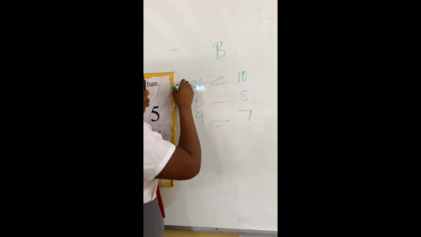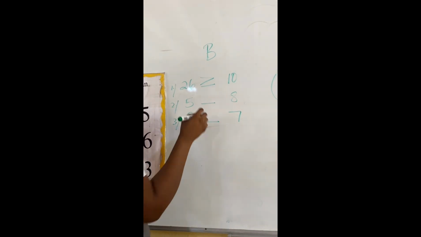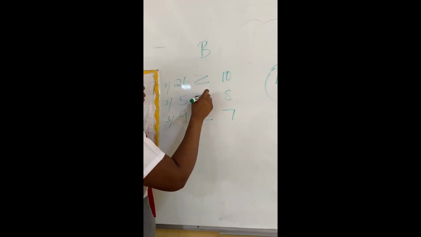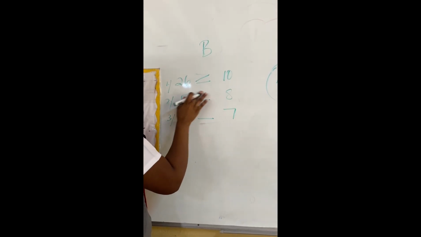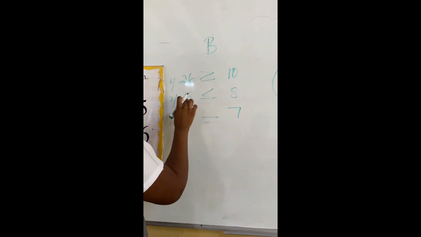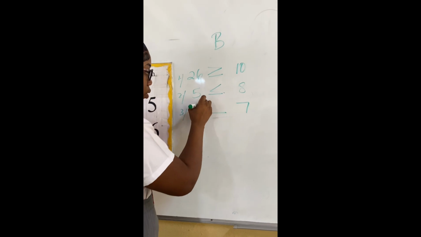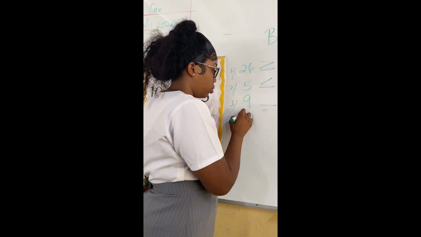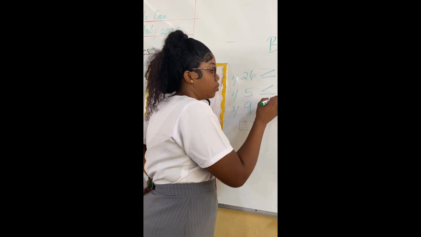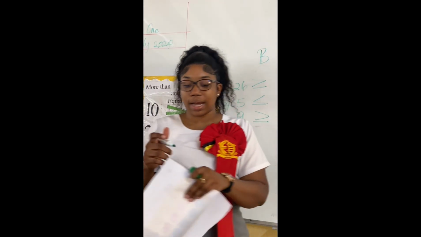What about number 2? George, we have 5 and 8. Where will I put a greater than sign? At 5? Is he correct? No. We will put a greater than sign at 8, or the alligator mouth at 8, because 8 is greater than 5. And for the last one, we have 9 and 7. Good, I have 9 things here and I have 7 things in here. Is 9 greater than 7? Yes, 9 is greater than 7. So, group A and B were able to complete their task along with group C.